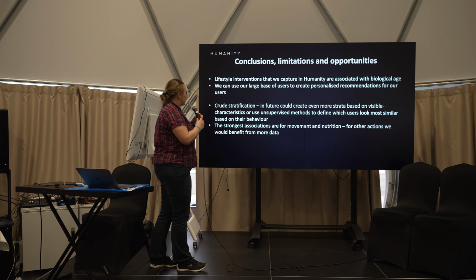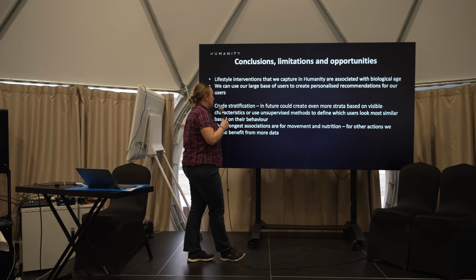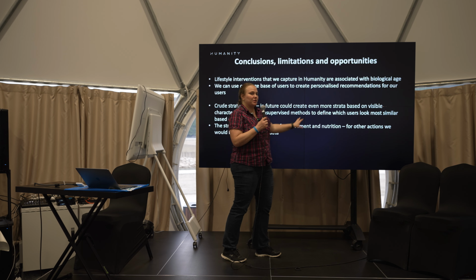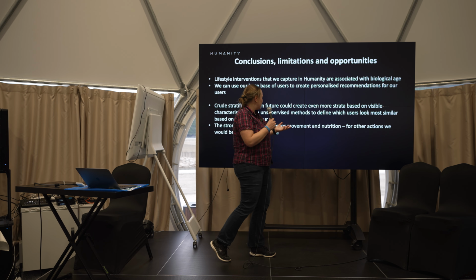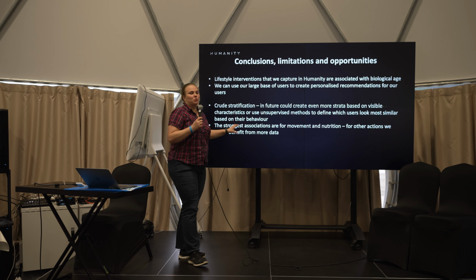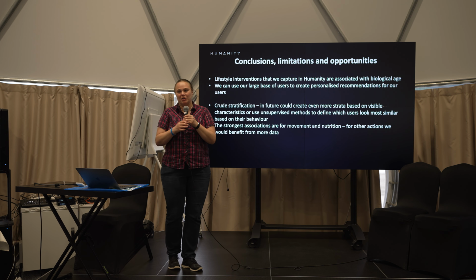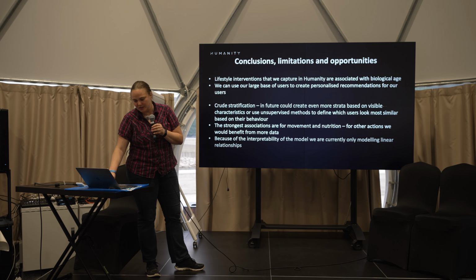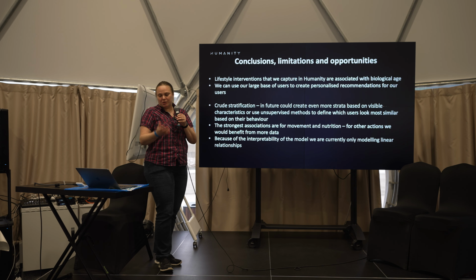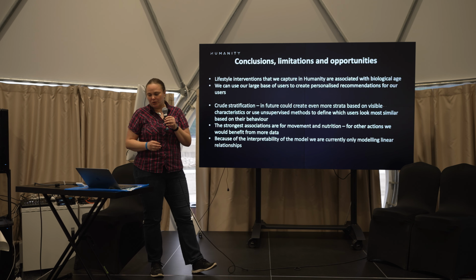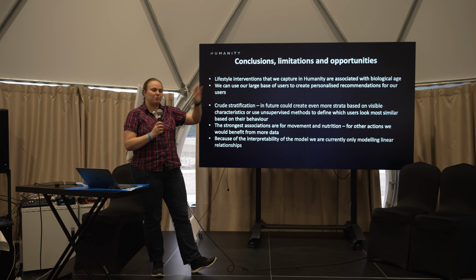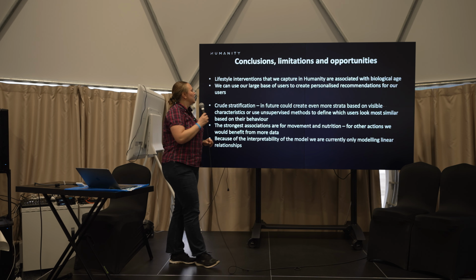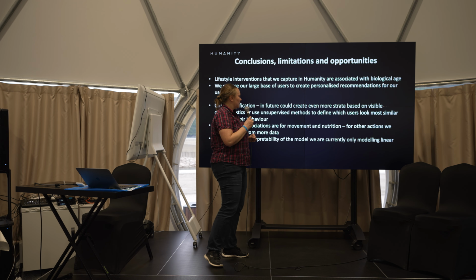Another thing that we noticed through this work is that the strongest associations so far are from movement and nutrition, so you benefit most from those, while other actions are also important. We currently just need more data to fine-tune how much of these other actions we would really need. And because of the interpretability of the model, we are currently only using linear relationships. There's so much more that we could do. We know that life is not linear, but this is a good start.